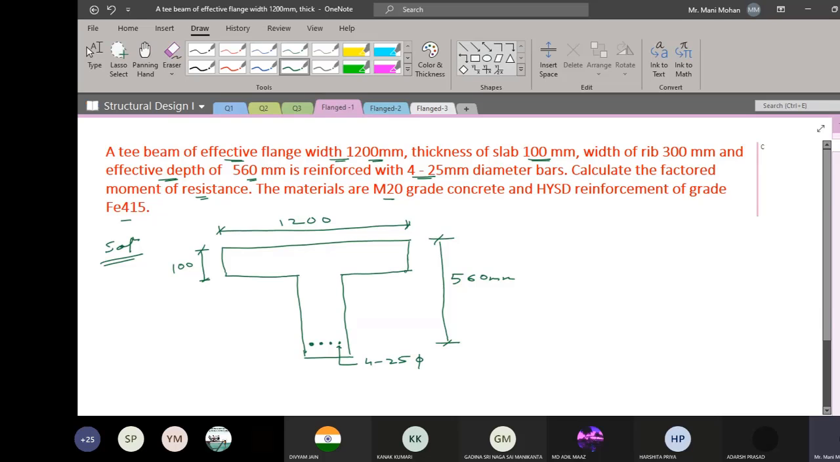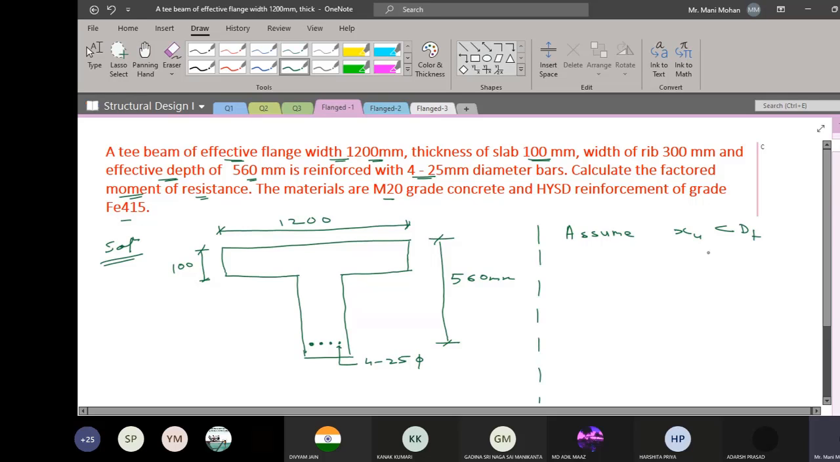So right now, since we need to compute neutral axis depth in order to compute this factored moment of resistance, and I do not know exactly where my neutral axis is going to lie, what I am going to do is assume, which I'm going to confirm later whether my assumption is correct or not. I'm going to assume XU less than depth of flange. So this is one of the methods with which I'm proceeding.